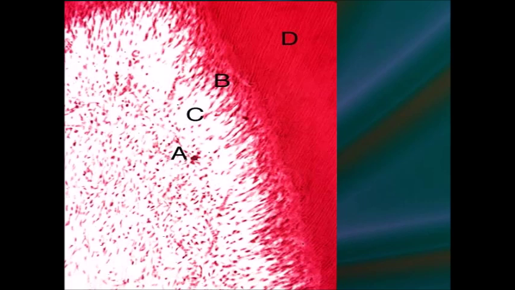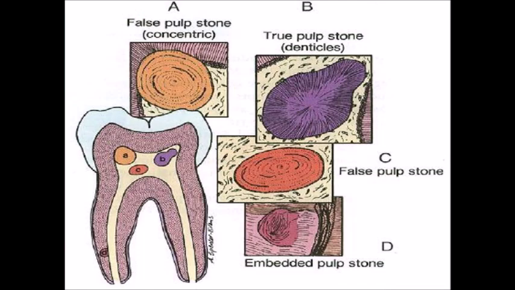Look at this image. What are the structures that you can identify? D, the dentine, B, the odontoblastic layer, C, cell-free zone, A, cell-rich zone. And below A, we have the pulp core or pulp proper. By that, we have completed the pulp.